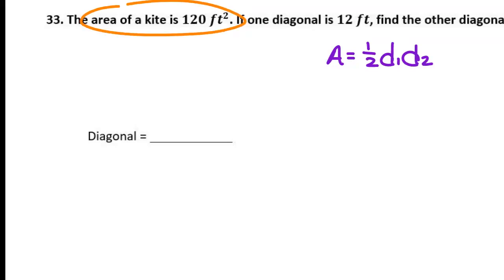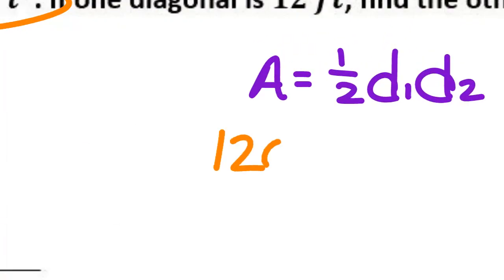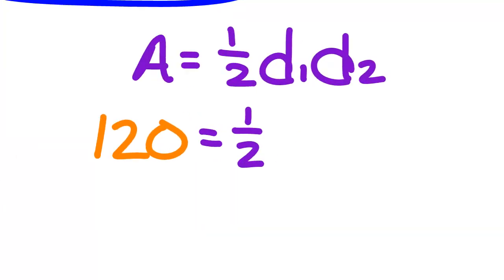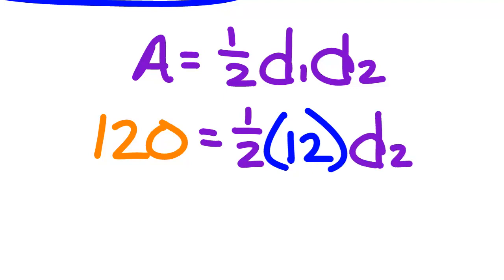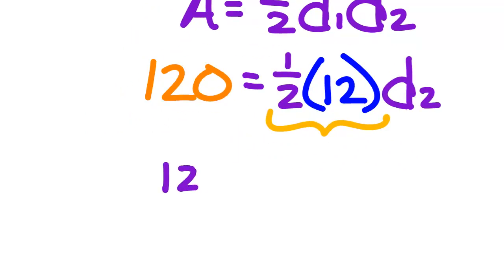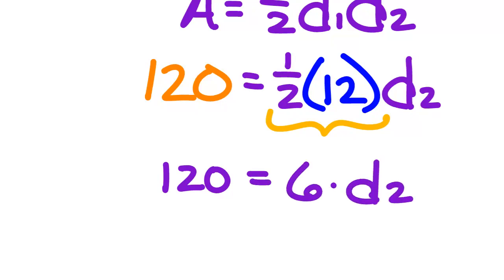The area is 120, so we're going to put 120 in the place of A. And then 1/2. One of those diagonals is 12 feet, so I'm going to put 12 in for one of them. And the other one I'm just going to leave as a variable, diagonal 2. Now this one I do just want to figure out. What is half of 12? 6. So I have 120 equals 6 times diagonal 2.